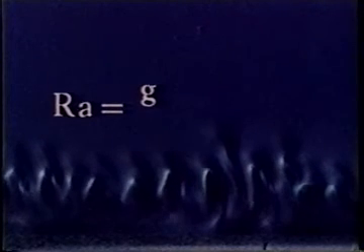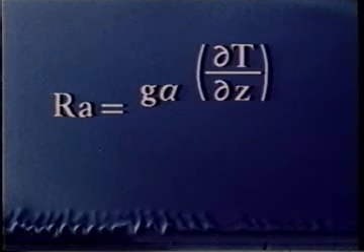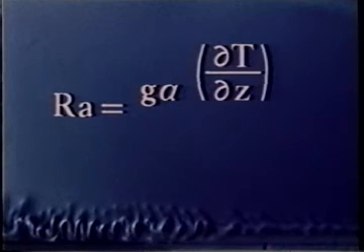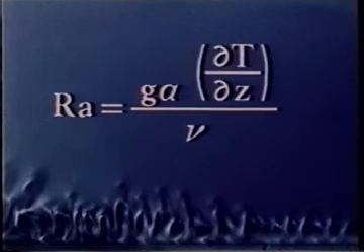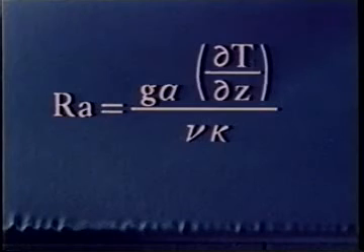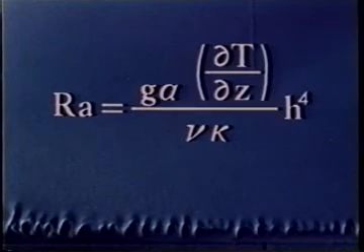The critical parameter is the Rayleigh number, which involves gravity, the thermal expansion coefficient, the vertical temperature gradient, and the effects which tend to prevent instability, viscosity, and thermometric conductivity. And finally, a length parameter h, such as the thickness of the fluid layer. Above a critical value of the Rayleigh number, a layer of fluid will be unstable.